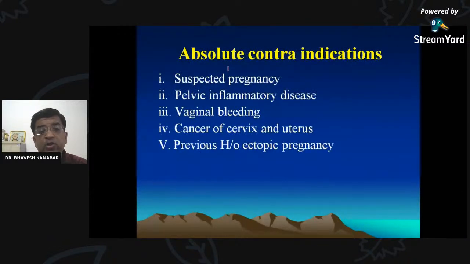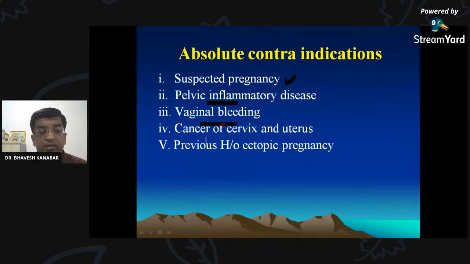Absolute contraindication of the device is, of course, suspected pregnancy. If the woman already has a suspected pregnancy, then we cannot insert this IUD. If we insert it, it may be considered a method failure. Pelvic inflammatory disease: in the presence of PID, if the woman already has pelvic inflammatory disease, we cannot insert the IUD.